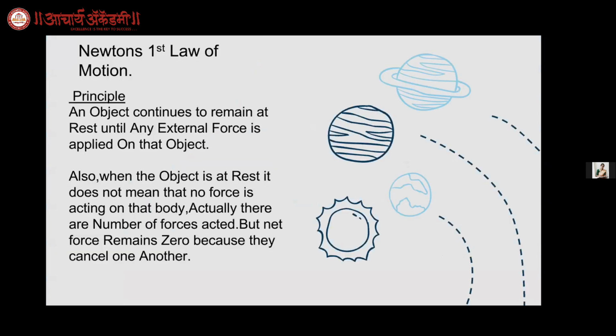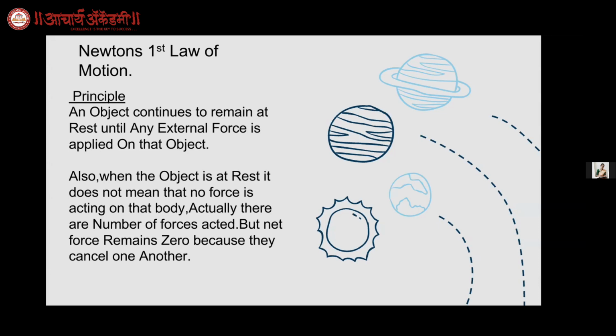Then let's move to the first law of motion. The principle of this law is that an object continues to remain at rest until an external force is applied on that object. So it's simple: if any object is at rest, like in the last example, we will continue that example. That mobile was at rest and I applied an external force to pick it up in my hand. So Newton's first law of motion acted. Now everyone think: if an object is at rest, do forces act on it or not? So simply the answer is yes.